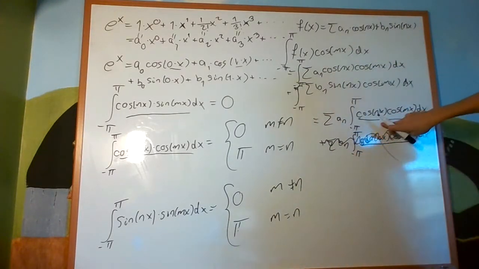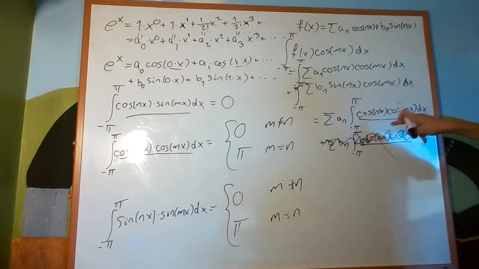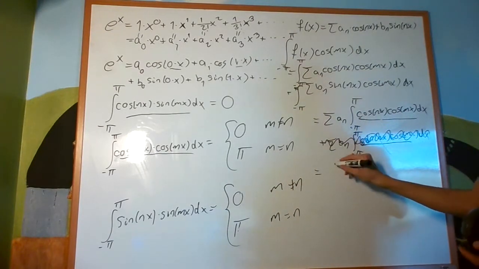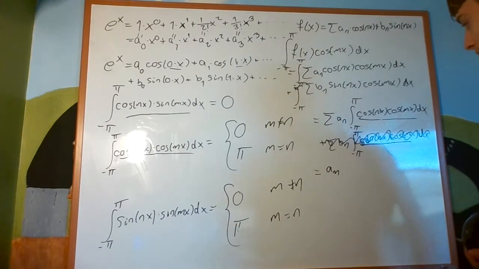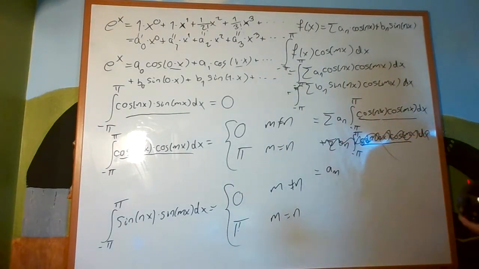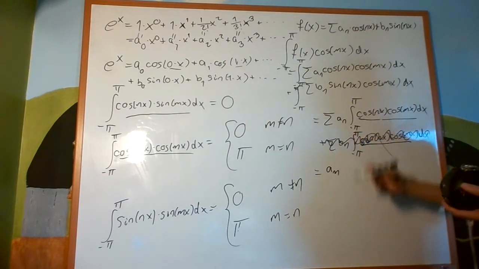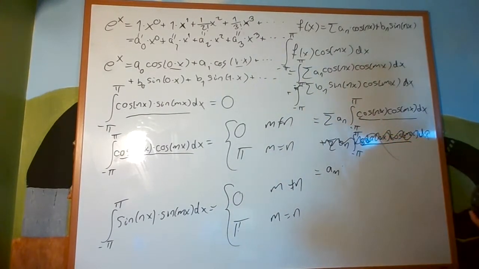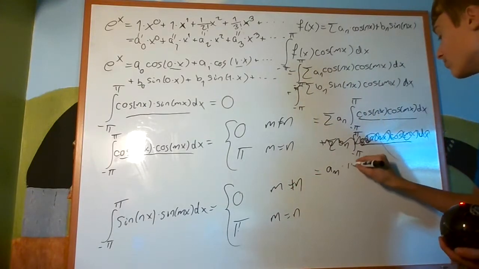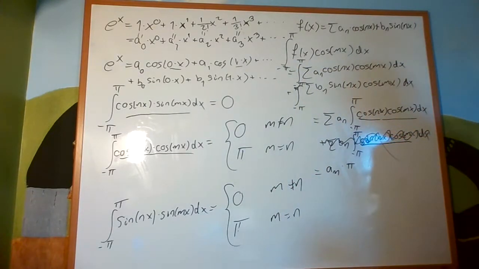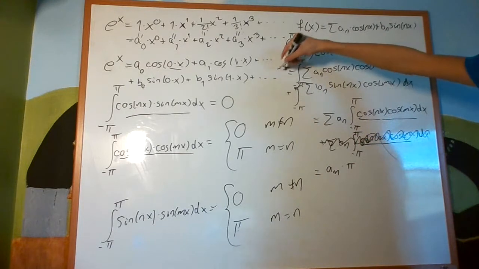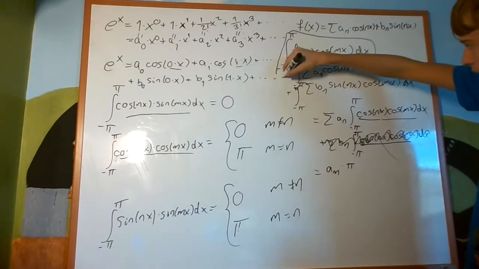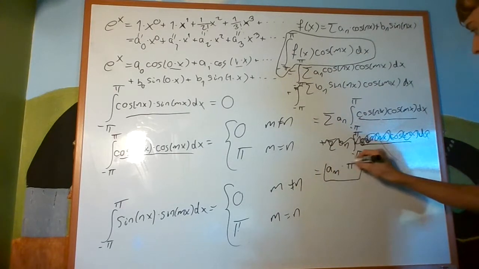Okay, when is this not equal to 0? When n is equal to m. So it's going to be a m, because that's going to be the only non-zero term, when n is equal to m. A sub m times, and what's the value of the integral when m is equal to n? Pi. Would you look at that? Right there is equal to right there.